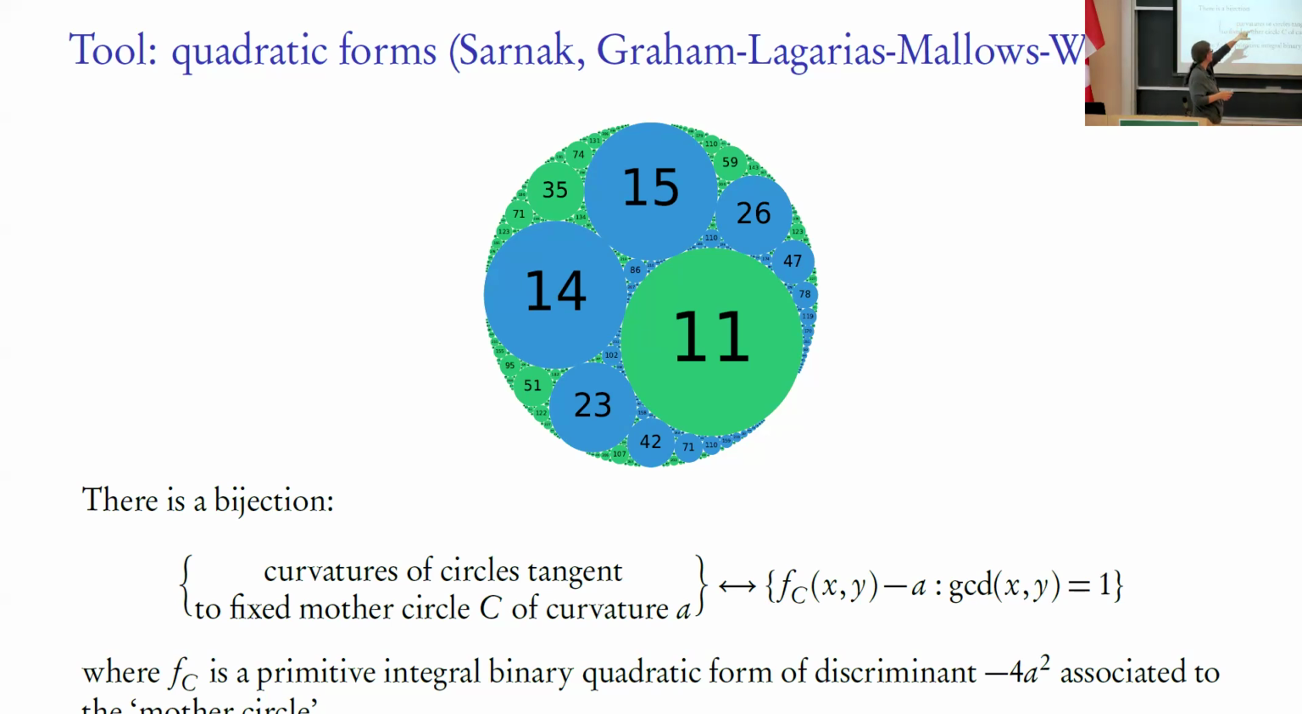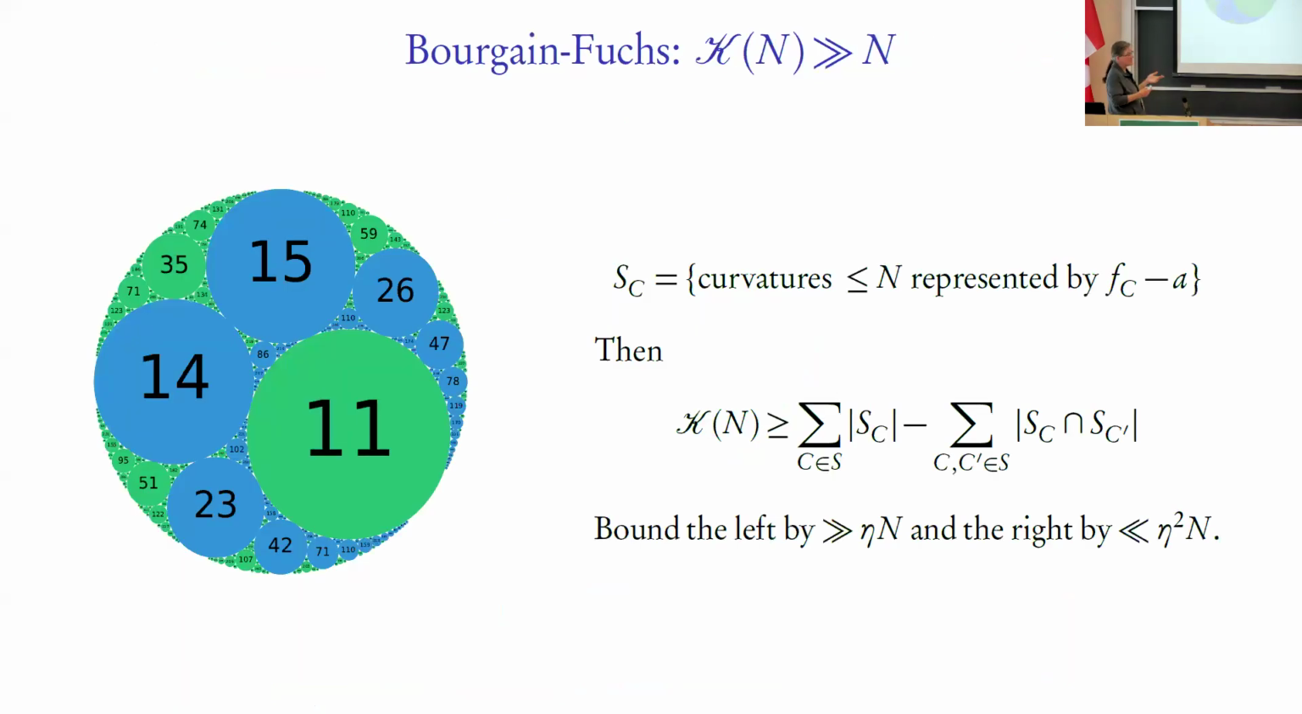So the curvatures in blue here are the values of some integral binary quadratic form translated by that curvature, 11 here. The form itself also has discriminant governed by the 11, minus 4a squared, where a is 11 in the example. And these are the primitively or properly represented values. We know a good number of things about values of quadratic forms, and this is what's been used to approach giving a lower bound.